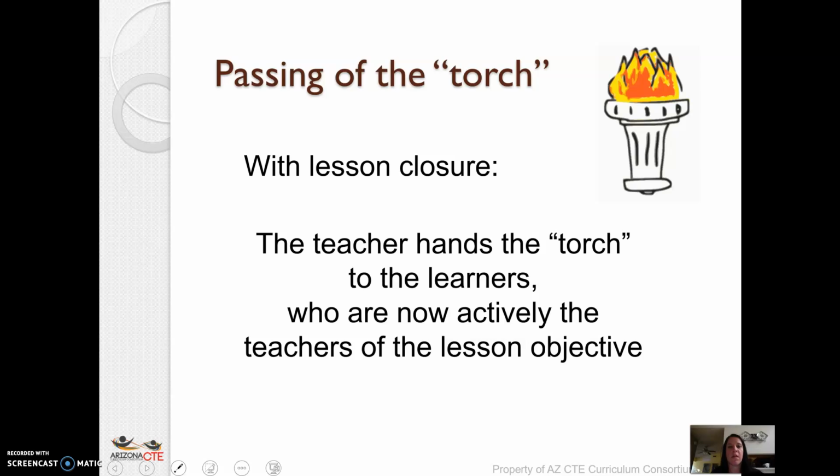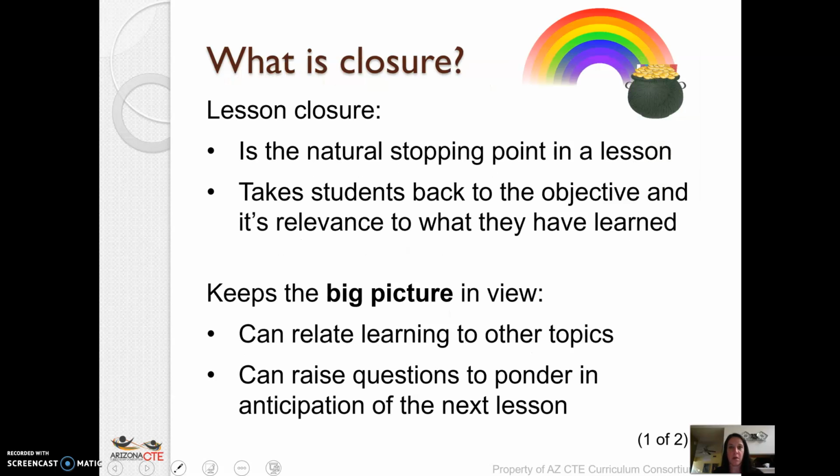Passing the torch. With the lesson closure, the teacher hands the torch to the learners who are now actively the teachers of the lesson objectives. So they're now showing, here is what I learned from here, okay? It's a natural stopping point in a lesson. It takes students back to the objective and is relevant to what they have learned.